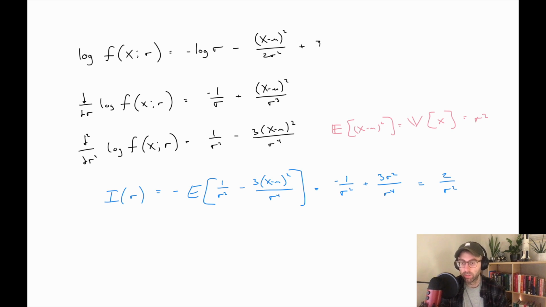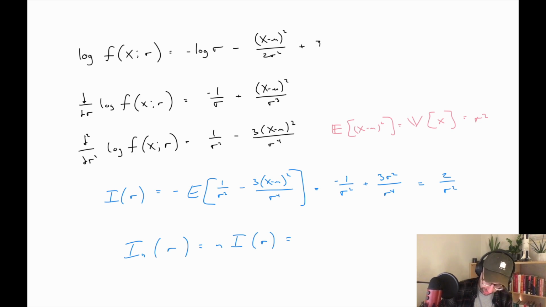Okay, but we have an entire sample, not just one observation. So the information that we get from that is what? It's n times the previous information that we got. So that should be 2n over sigma squared.